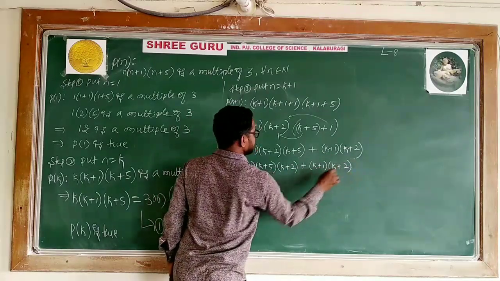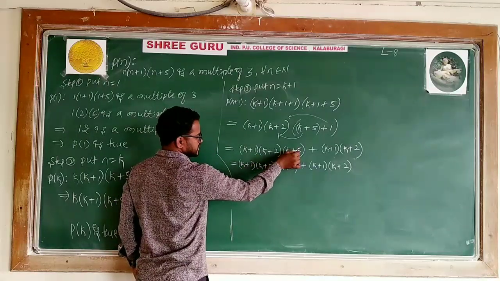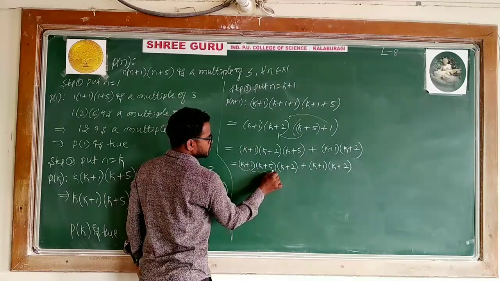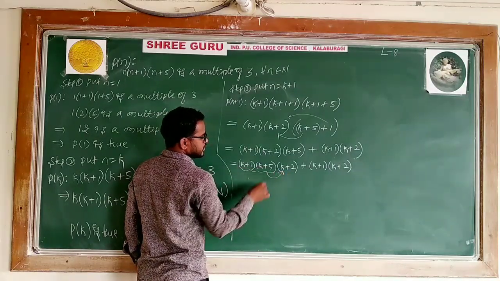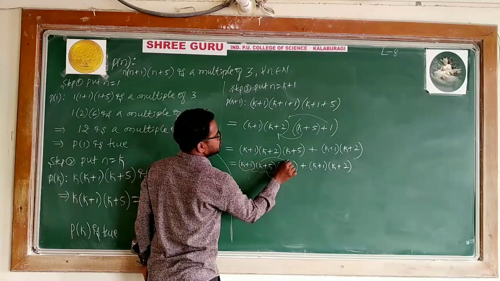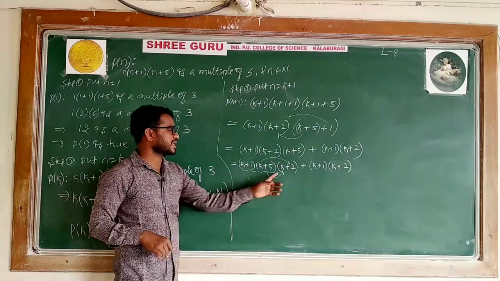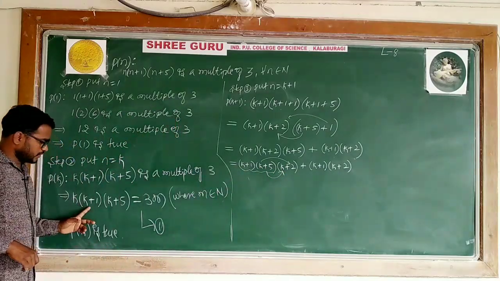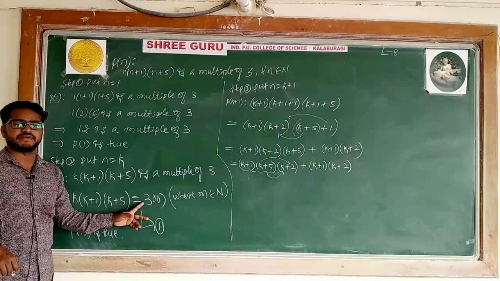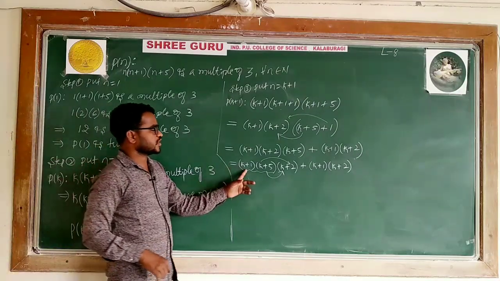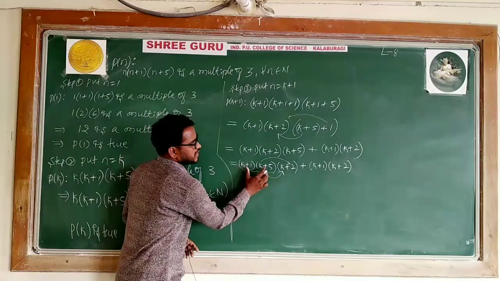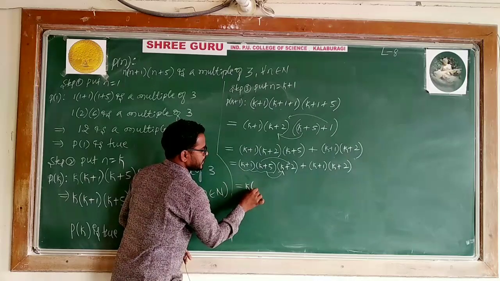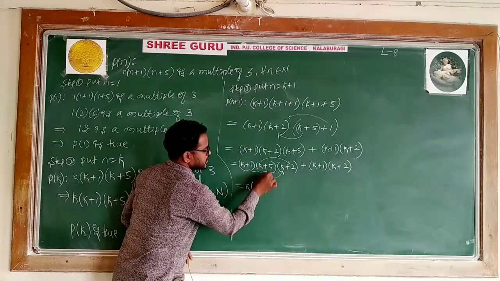Nothing I did here. I took first as first only, and the second case is k plus 2. I will multiply these two brackets with once k. Then I will multiply these two with 2. Why am I multiplying? K into k plus 1, k plus 5 is equal to 3m. Are you getting? K plus 1 into k plus 5 into k. I am multiplying this whole bracket with k. Means I can say k into k plus 1, k plus 5.